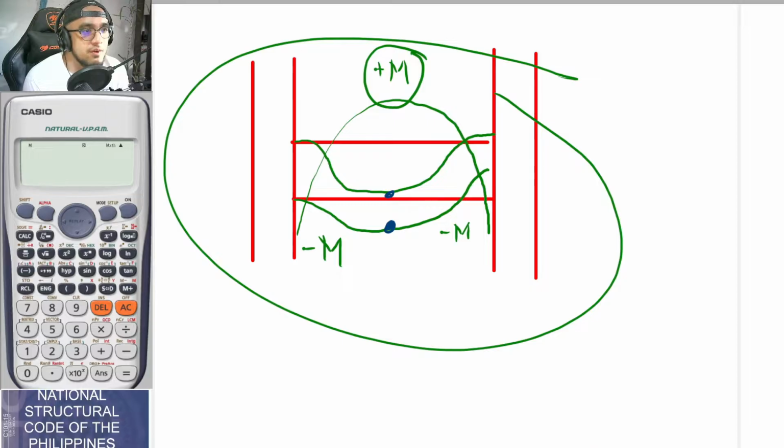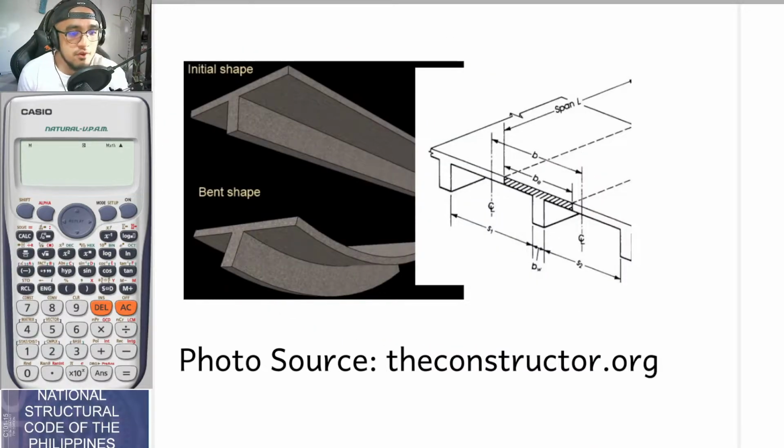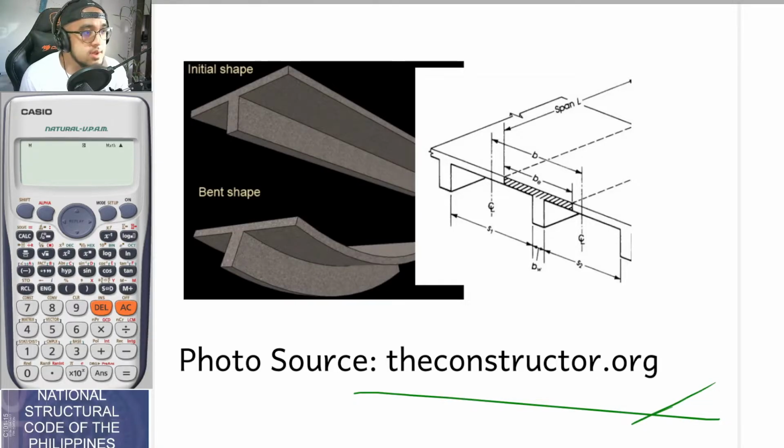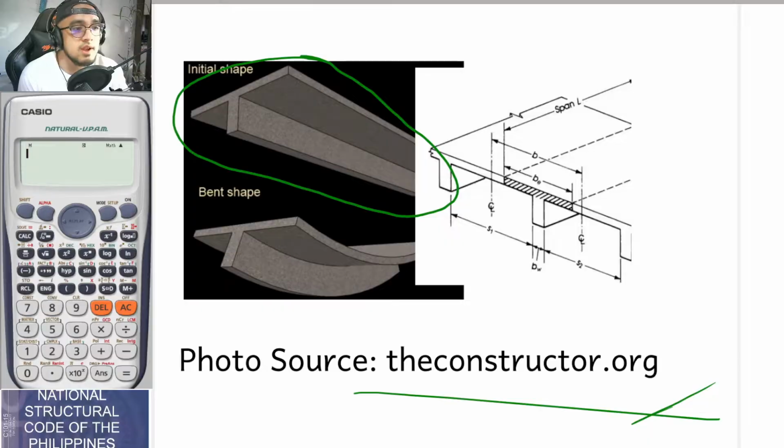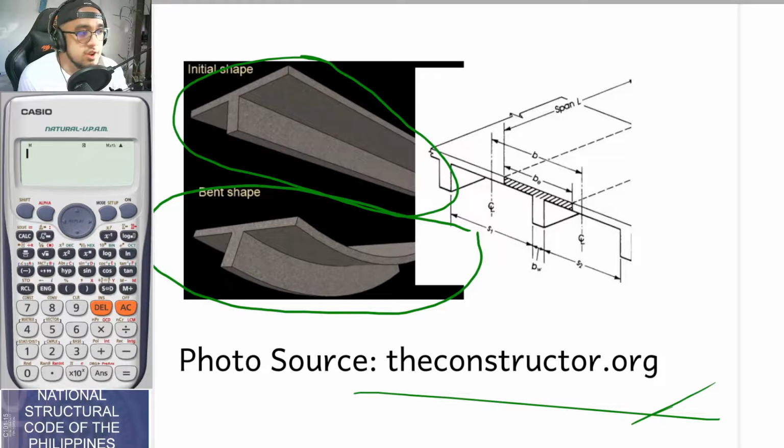Okay, so moving forward, guys. This is a photo from the constructor.org website. This is the initial shape of your T-beam, and if it is subjected to bending moments, it would now look like this in exaggeration.